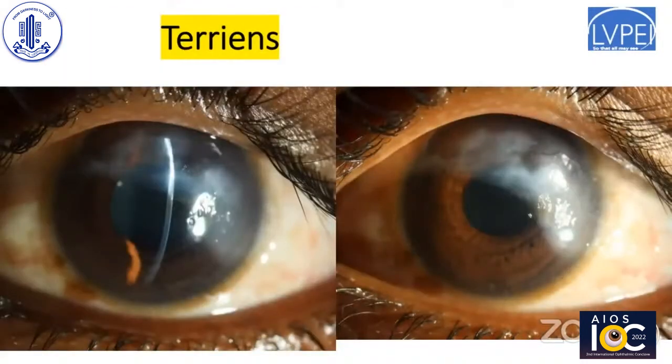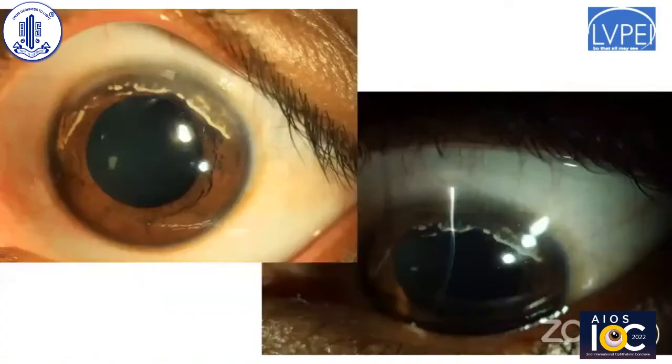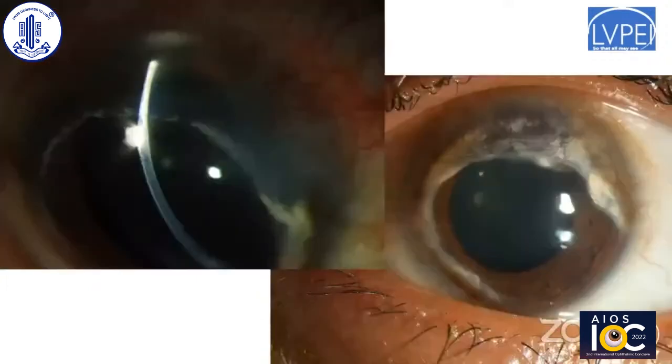This is the picture of another patient with Terrien's marginal degeneration, very advanced with a lot of lipid keratopathy. This is another classical example of Terrien's with lipid deposition at the advancing portion of the peripheral thinning. Sometimes Terrien's cases are referred to us as resolved, active PUK.